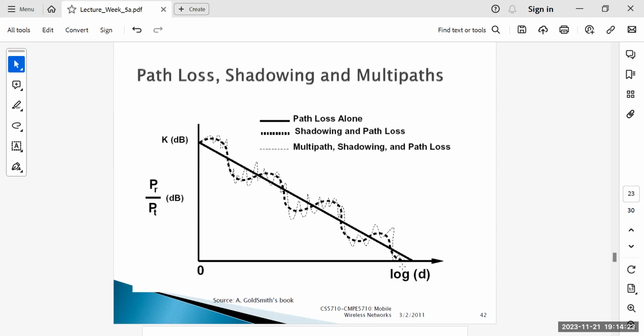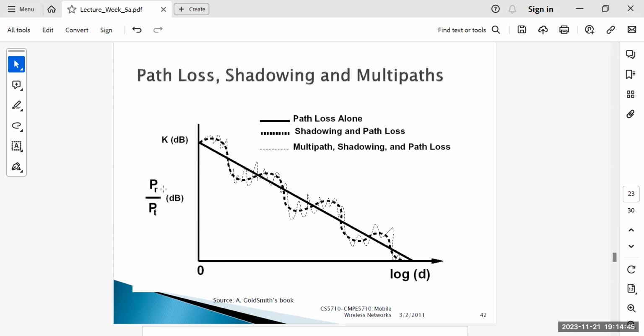And on the x-axis, you see the distance. So as you move away from the transmitter, or as the distance between the transmitter and receiver is increased, the corresponding received power also decreases.